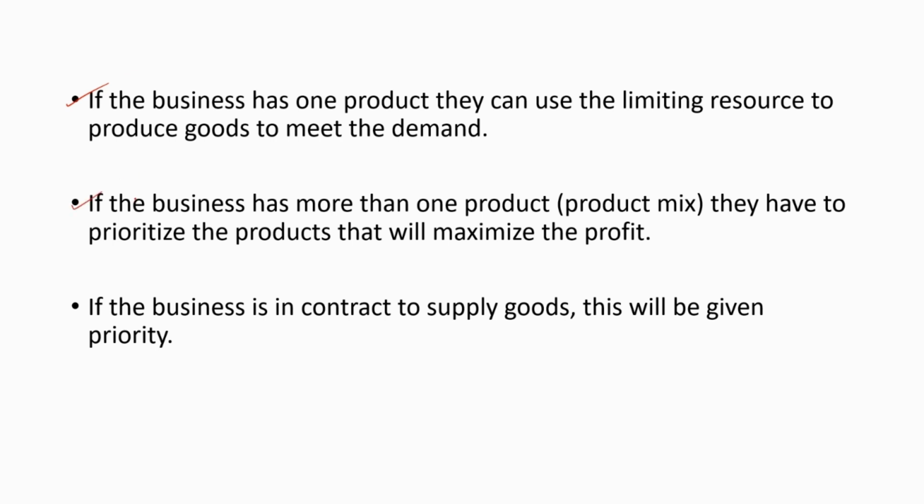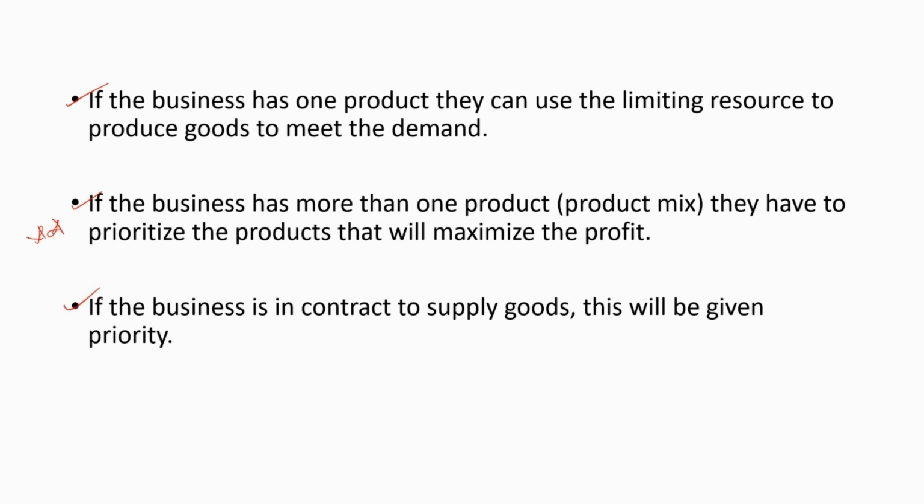If the business has more than one product, this is called the product mix. The term product mix is used when there is more than one product. They have to prioritize the products that will maximize the profit. Now let's say the bakery is making bread as well as baking cakes. Now there are two products, which means there is a product mix. If the limiting resource is flour, they have to prioritize the product that will maximize the profit. This is the instance we are going to discuss under this topic.